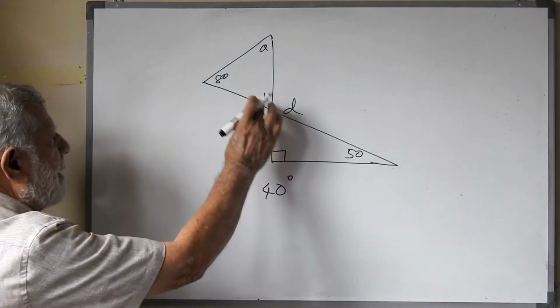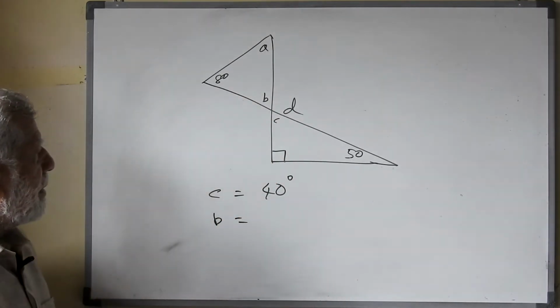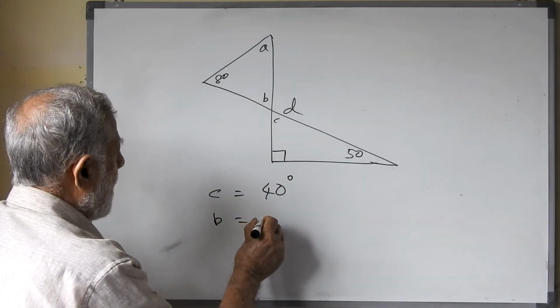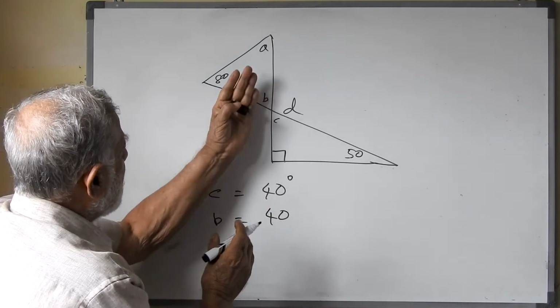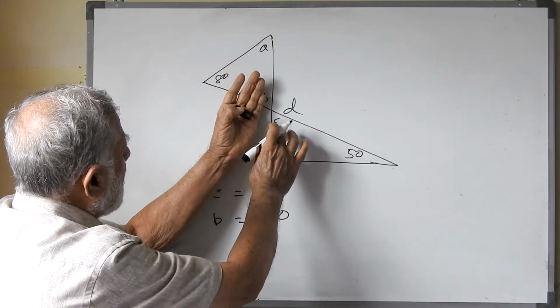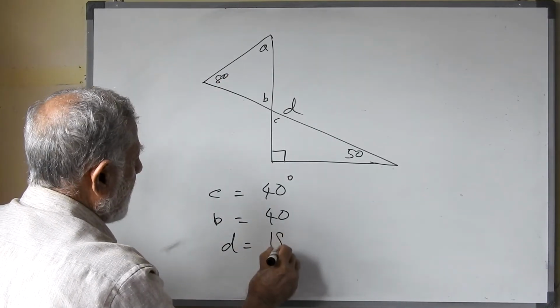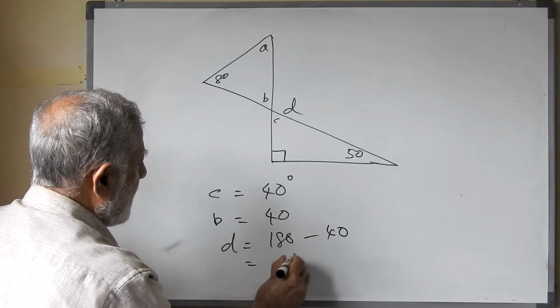Then immediately we can find out B. What type of angle is B? B and C are vertically opposite angles. So B is equal to 40 degrees again. Then again we have a straight line, angles on a straight line. So D is equal to 180 minus 40, that is equal to 140 degrees.